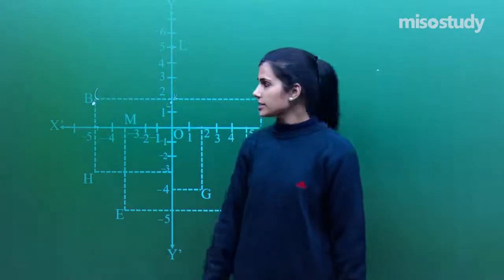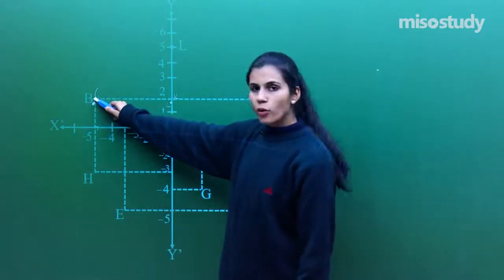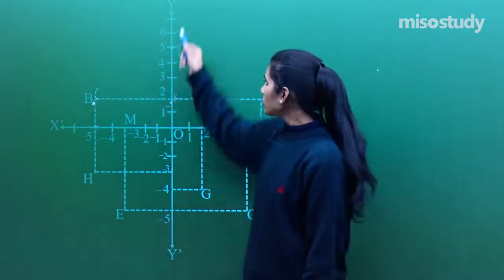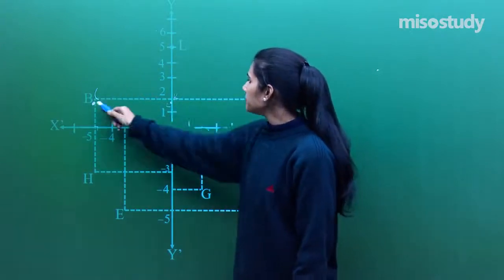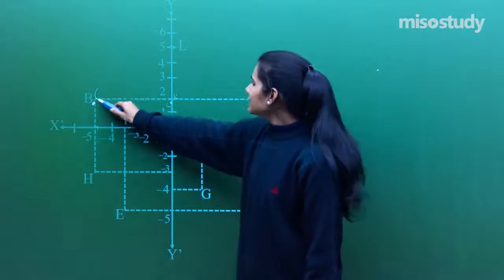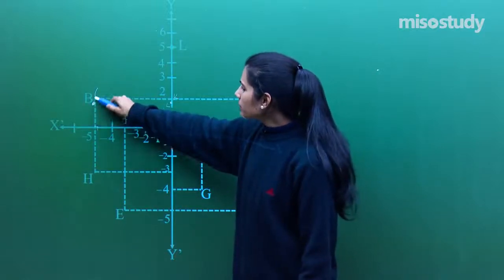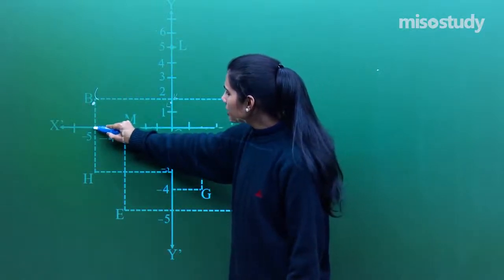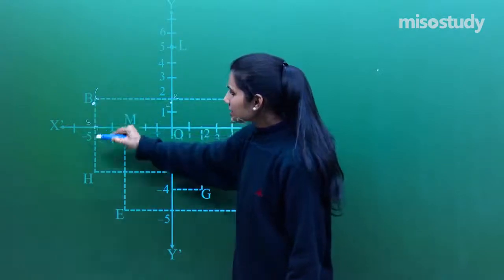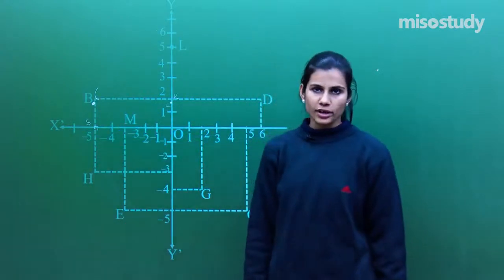So, what did I just say? That the x-coordinate of point B is the distance of point B from the y-axis, that is the length of the segment BK. Right, and the y coordinate of point B is the distance of point B from the x-axis. Say this point is S, then BS is the y coordinate of point B.